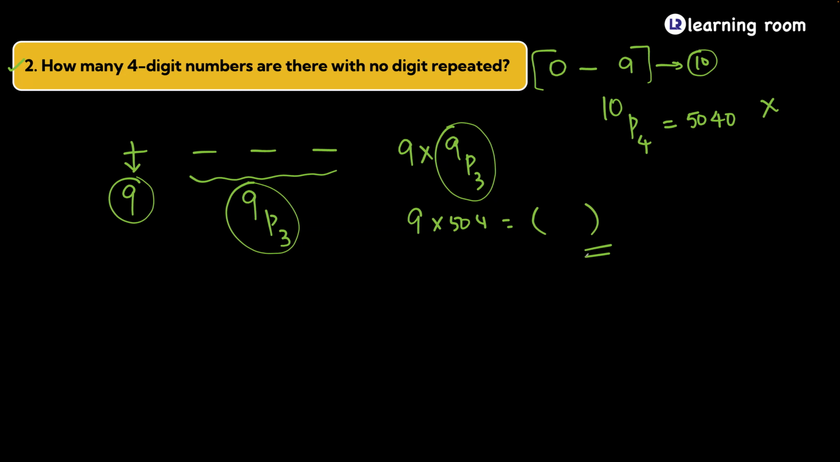So basically, it is 5040 minus 9. Sorry, 5040 minus 504. See, 5040 minus 504. So it should be 6, 3. How much is it? 49 minus 5 is 44. It is 4536. So the answer will be 4536.